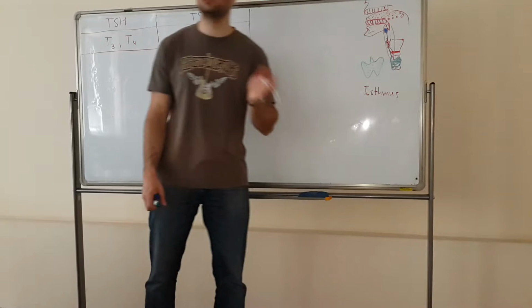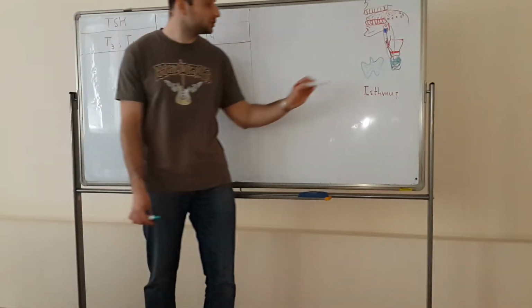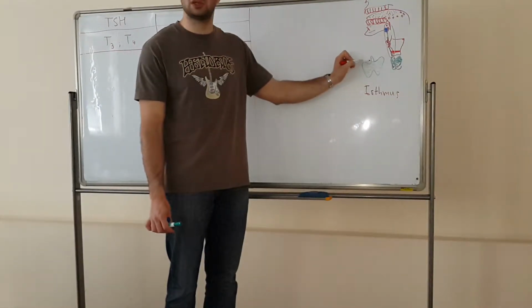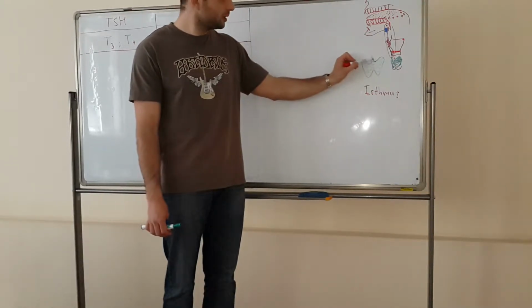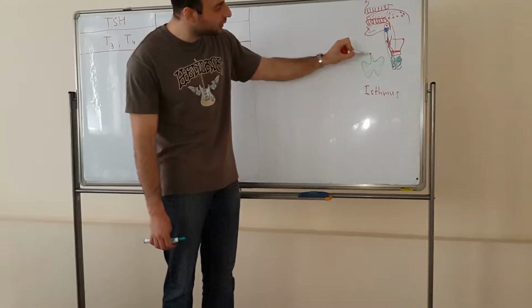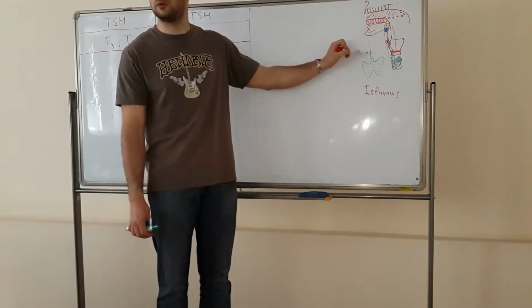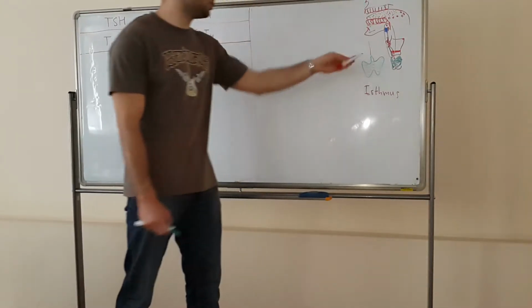And sometimes, in 20 to 25% of the population, it also has a third small part, which is called the pyramidal lobe. And actually, this is the continuation of the thyroglossal duct. Okay? But it's not always there.